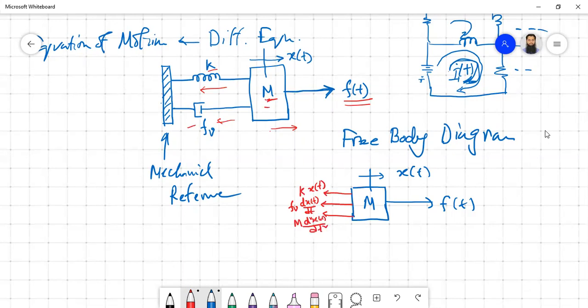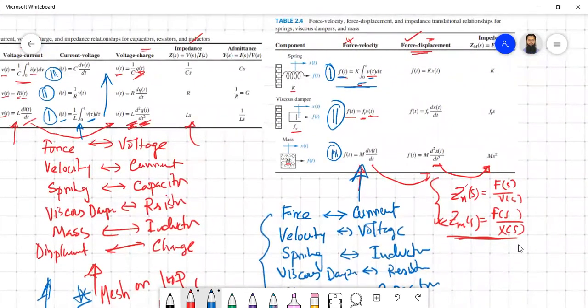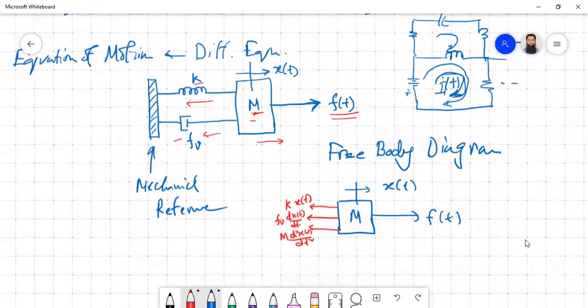Basically, if you look at the table, we are taking this column: force with respect to displacement, as we already said for the impedance, so that we can use the electrical formulas. We'll be using this one instead of this one. Force is related to displacement with K, force is related to friction with dx/dt, and for the mass it is M d²x/dt². Not that difficult.